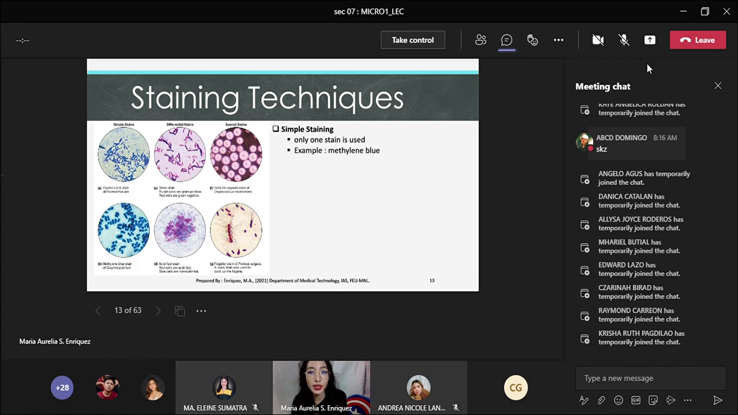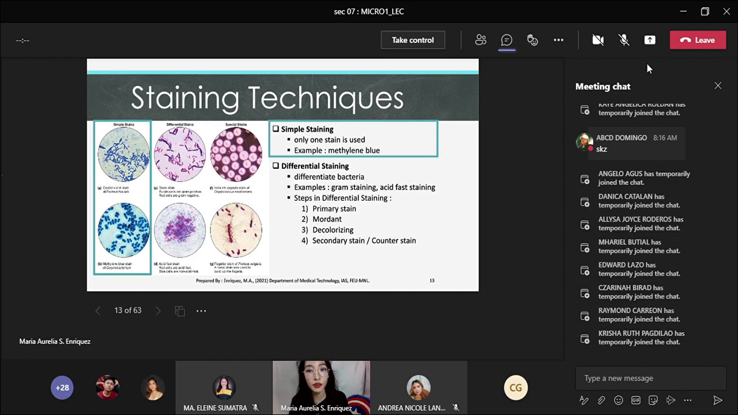Alright, so first up is simple staining, which makes use of only one stain. So an example of this is methylene blue and also crystal violet, as shown here on these photos. Okay, so ayan po. Regardless of which organism is present in the sample, they're all the same color. Pero at least po, nakikita natin dito kung anong shape nila. So simple staining is only directed towards coloring the forms and shapes of cells.